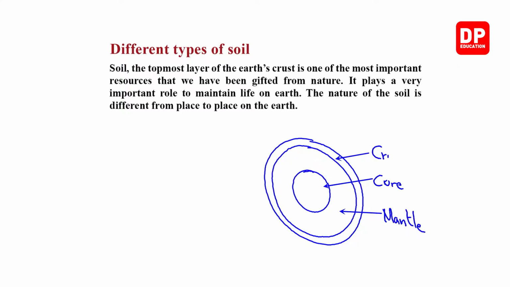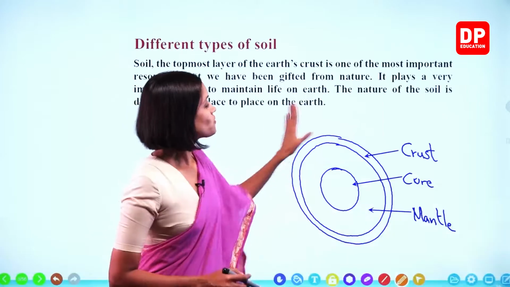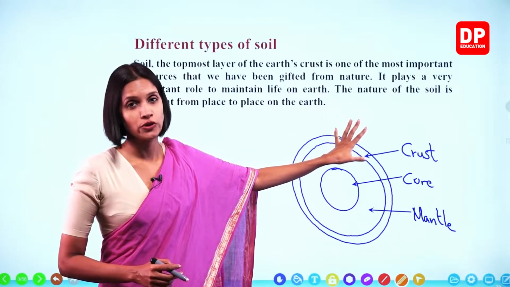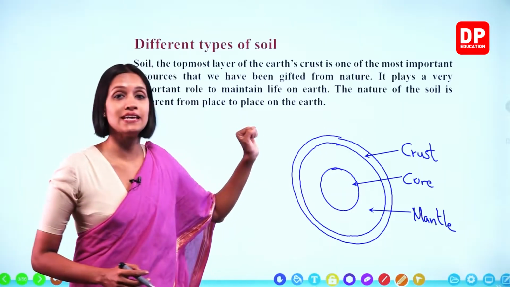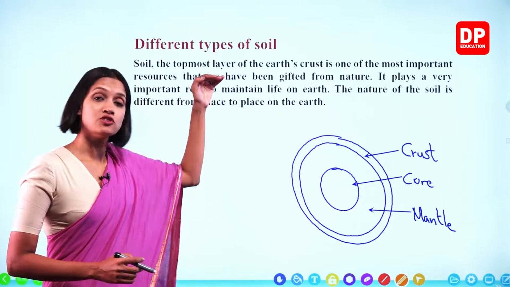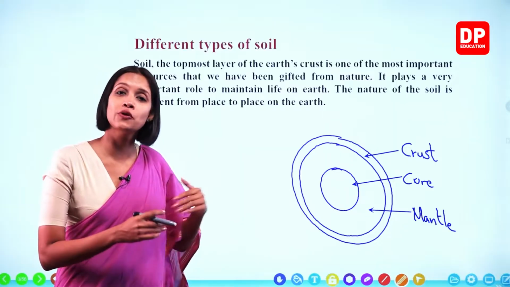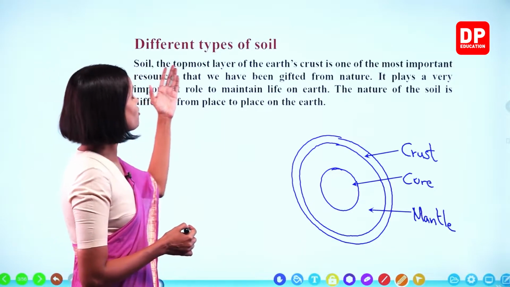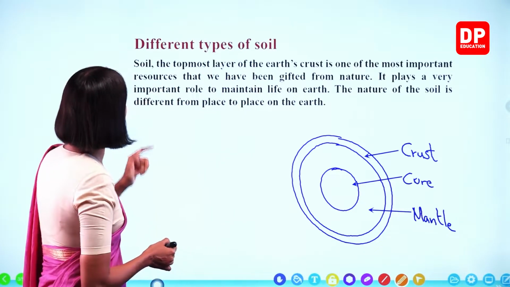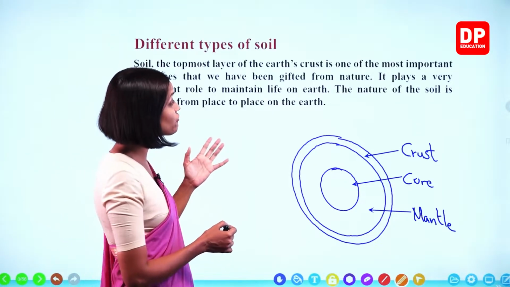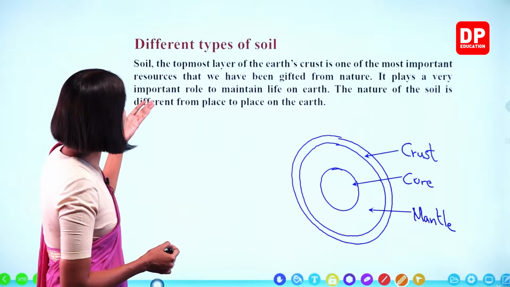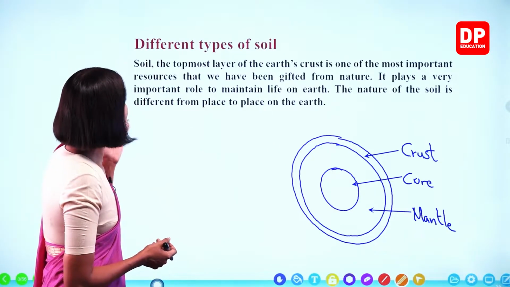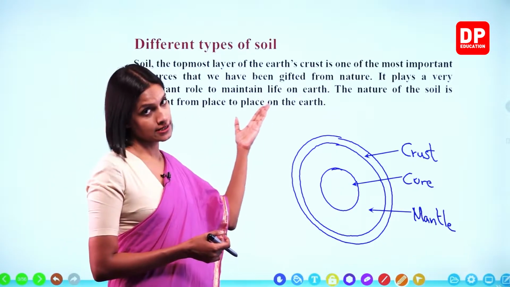And this is the crust. So when you consider the crust, the upper layers of the crust contain soil. Okay, children, the uppermost part of the crust contains soil. So when you consider soil, soil also has different layers. We are going to learn it later. Okay, so soil, the topmost layer of the earth's crust, is one of the most important resources that we have been gifted from nature. So why do we consider it a resource? We are going to learn it under the lesson. It plays a very important role in maintaining life on earth, okay?